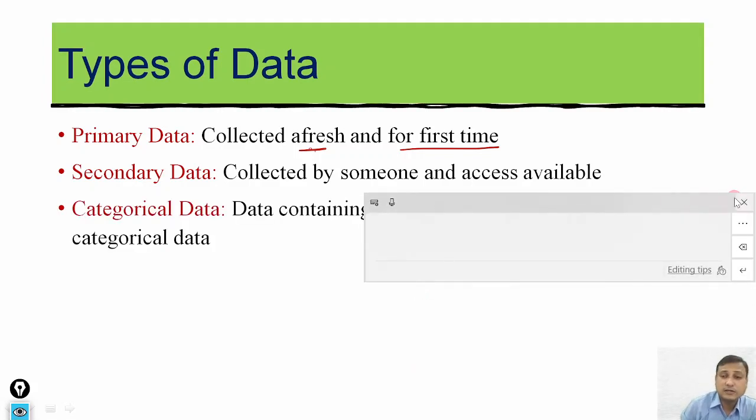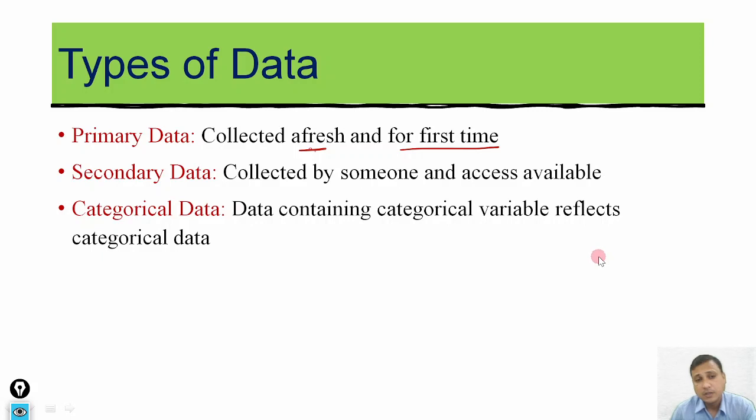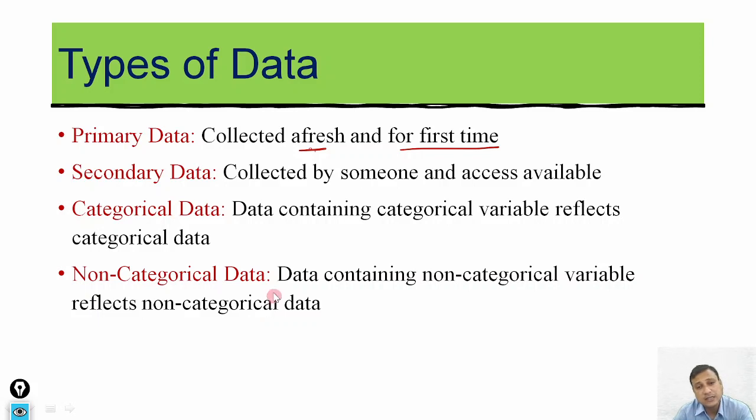Then comes categorical data. Now here is the simple meaning. We have seen that among the types of the variables there is one type, that is a categorical variable. Correct. Now what is categorical data? Data containing categorical variables. If there is data which is having only categorical variables within, then it will reflect the categorical data. That is the simple definition of the categorical data. Again, non-categorical data: data containing non-categorical variables reflects the non-categorical data.